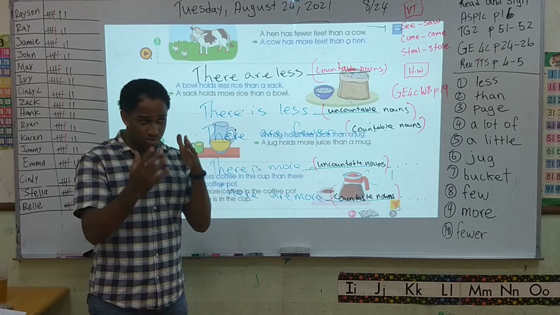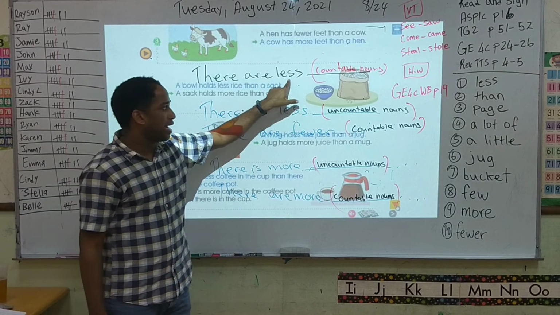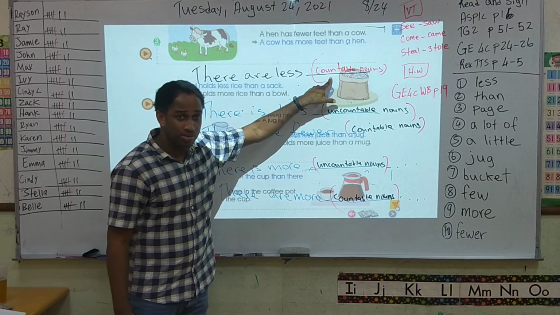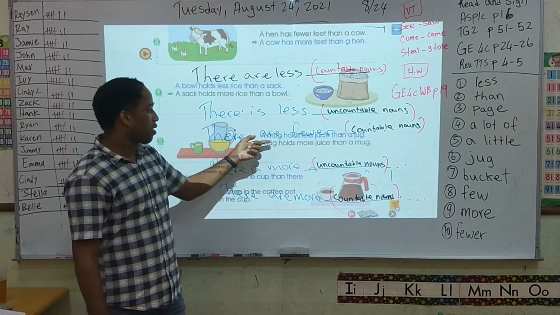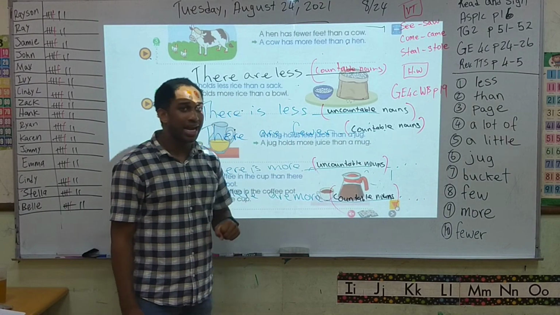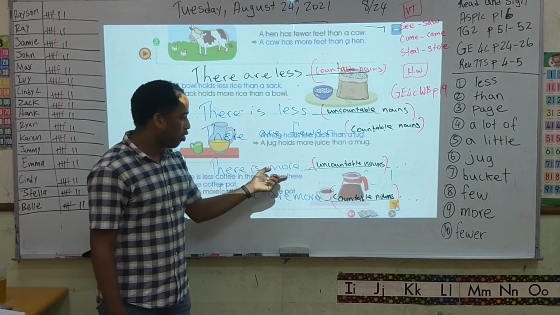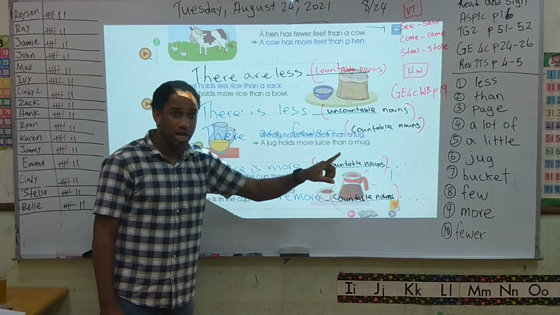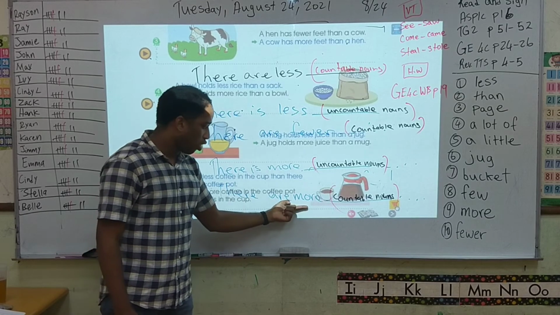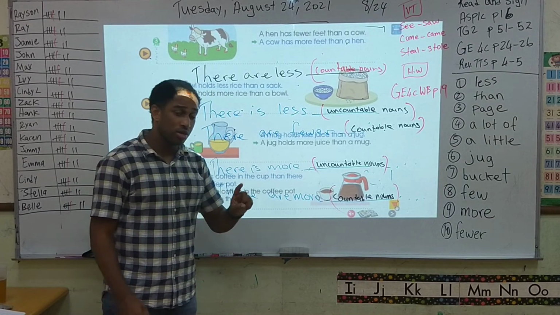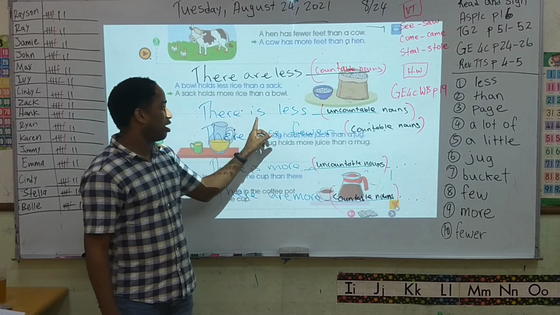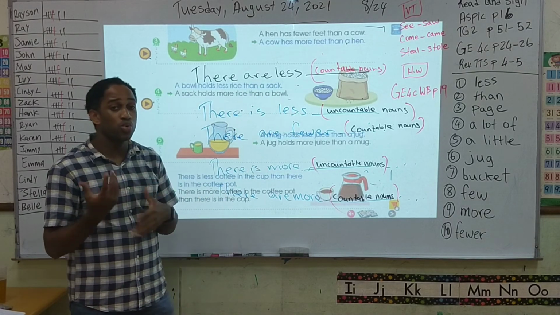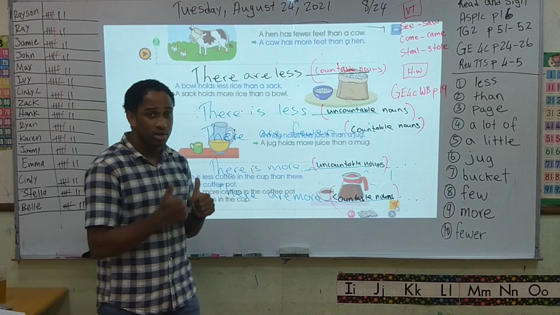So for you to remember, you see there are less, it has to be countable. There is less, uncountable. There are fewer, countable. There is more, uncountable. There are more, countable. Just so that you don't get confused, make sure you check for the are and the is. It's a good way to help you remember. Thank you.